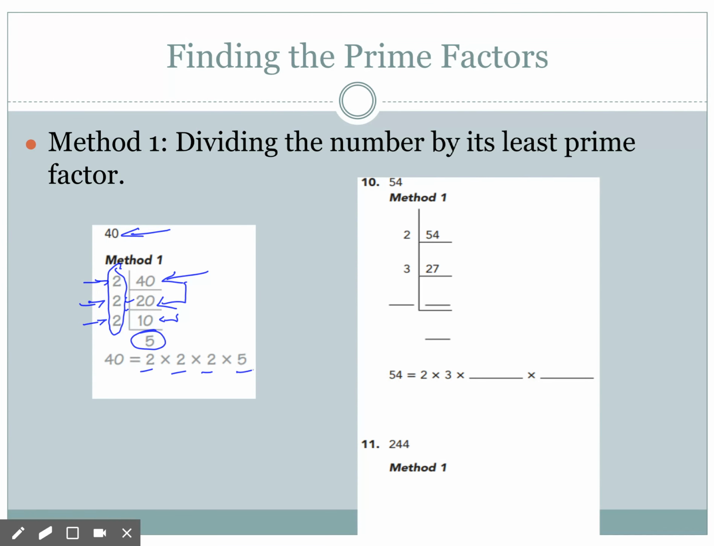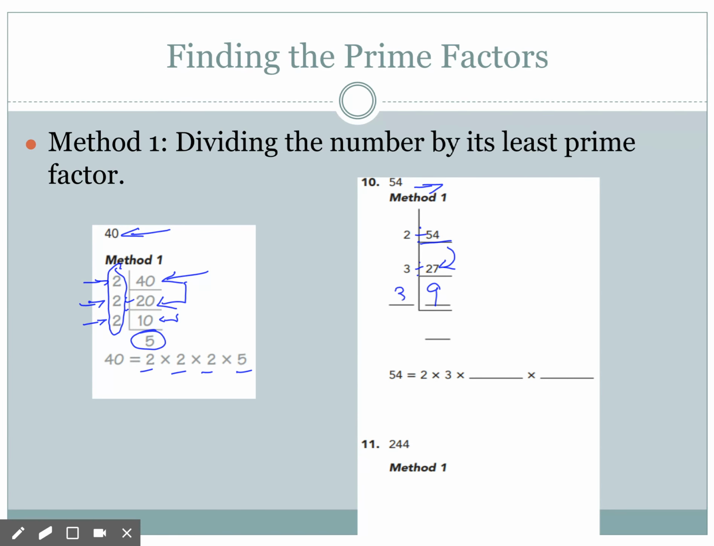Here, number 10, they start us off. They're trying to break down 54. They put 54 into this box here and pick 2 as the least prime factor and divide. 54 divided by 2 is 27. 27's least prime factor is 3. So they do 27 divided by 3, and the answer would be 9.